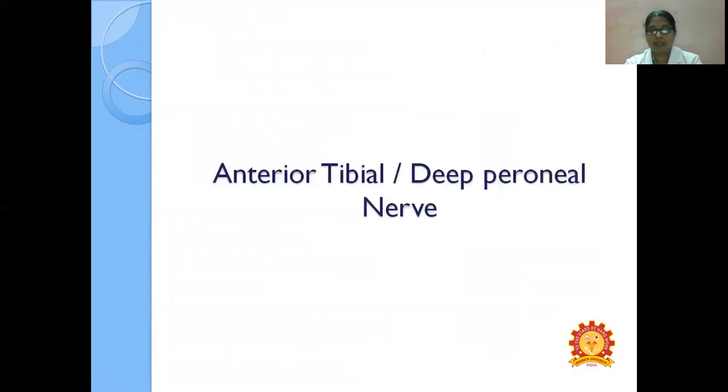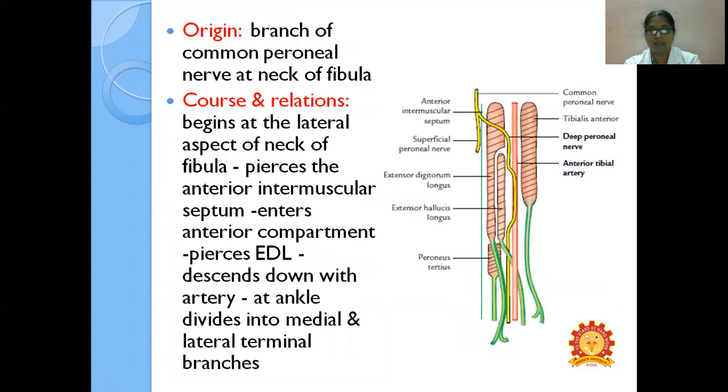So next, after muscles and vessels, we move on to the third content of the anterior compartment of the leg, which is the anterior tibial or the deep peroneal nerve. This is the deep peroneal nerve origin. It is a branch of the common peroneal nerve, which is given off at the neck of the fibula.